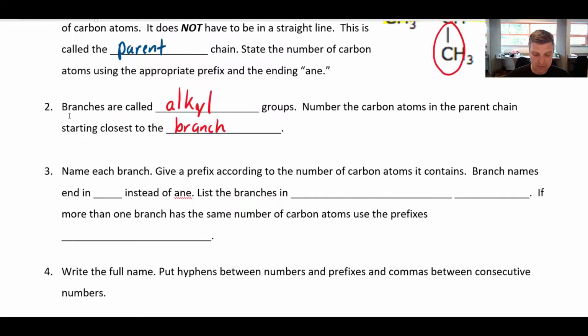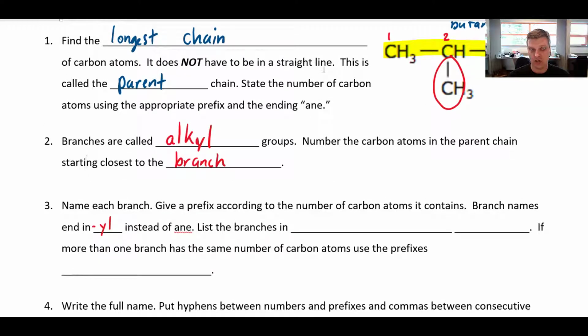So I'm going to name each branch. I'm going to give it a prefix according to the number of carbons it contains, and recognize that if it's a branch, it's going to end in yl, instead of ane. So, for example, in this case here, I've got a 1-carbon branch, and the 1 carbon gets the prefix meth, but it's not a methane, because that's how we name the parent chain. In this case, this would be a methyl. So I end in yl because it's part of a branch. Now I'm going to list the branches in alphabetical order.